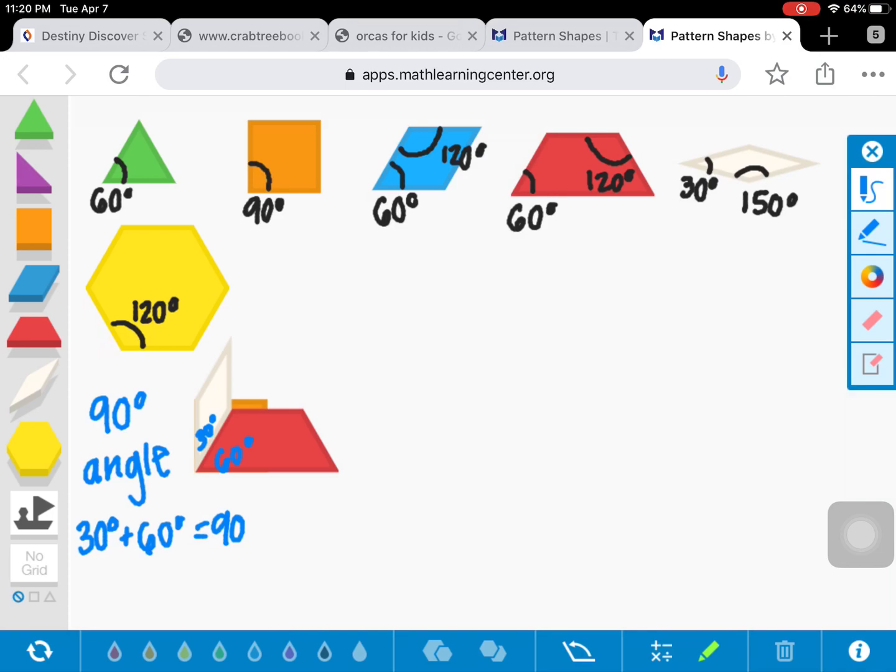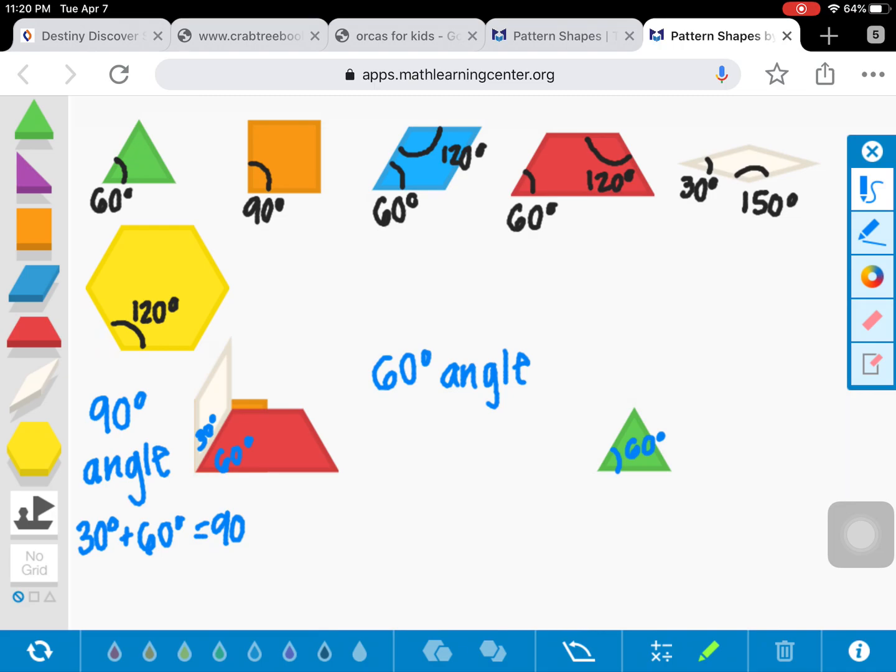Now, let's say that I want to make a 60-degree angle. Well, I'm going to talk about the triangle. We specifically are going to talk about the equilateral triangle because that's the one that we were using two days ago during our math lesson. And we know that that angle right there inside of the triangle is equal to 60 degrees.